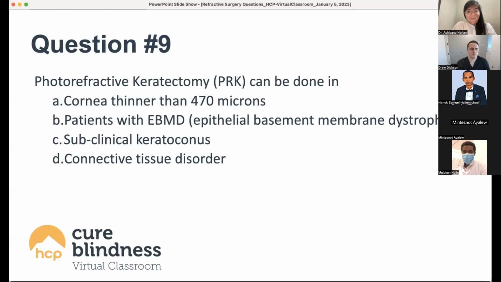Question number 9. Photorefractive keratectomy can be done in A, corneas thinner than 470 microns, B, patients with epithelial basement membrane dystrophy, C, subclinical keratoconus, or D, connective tissue disorders.